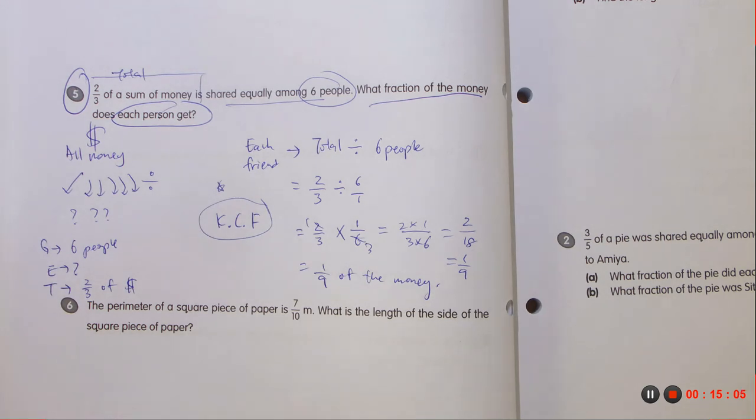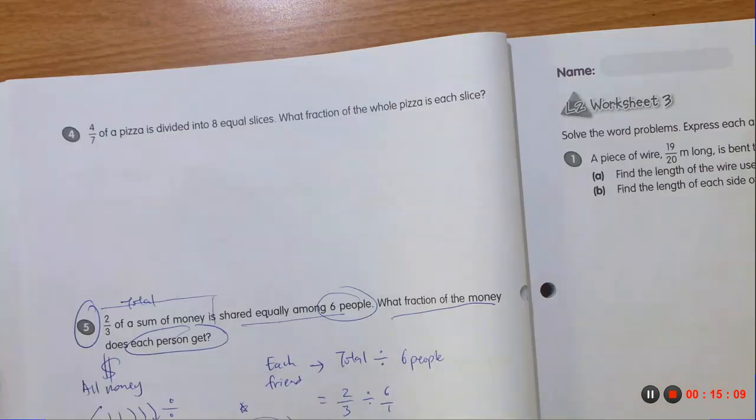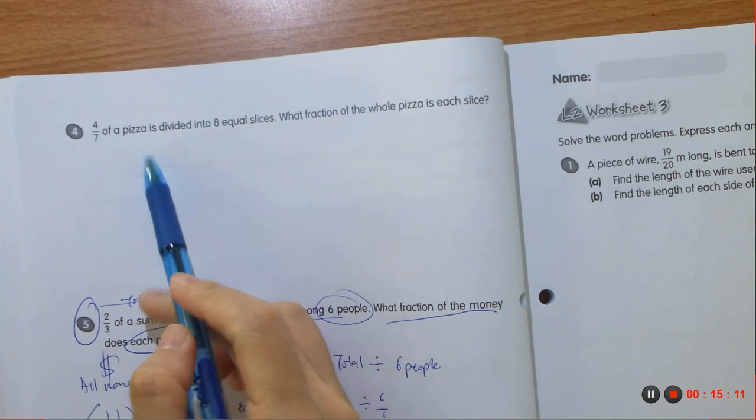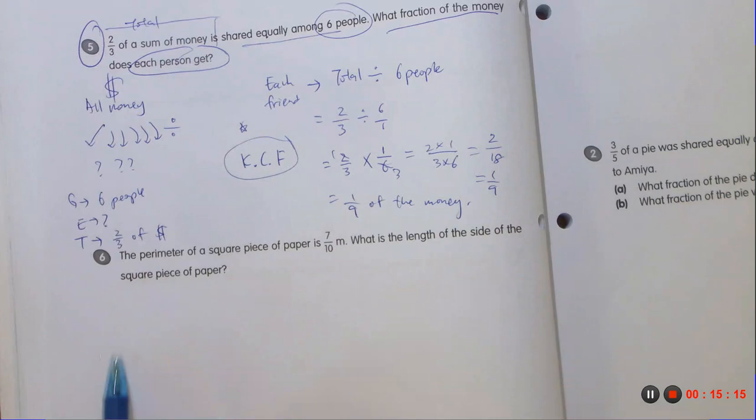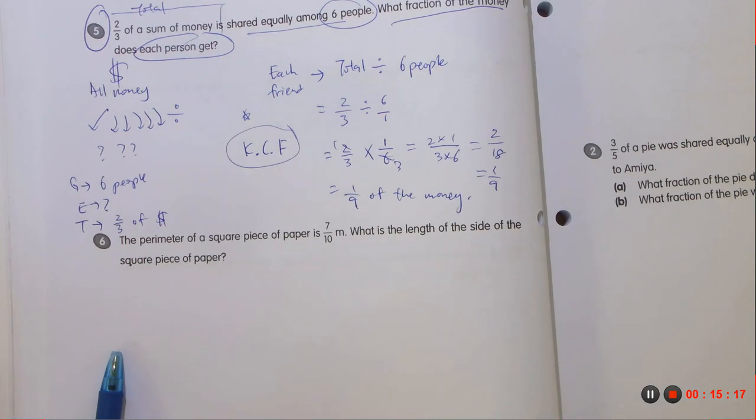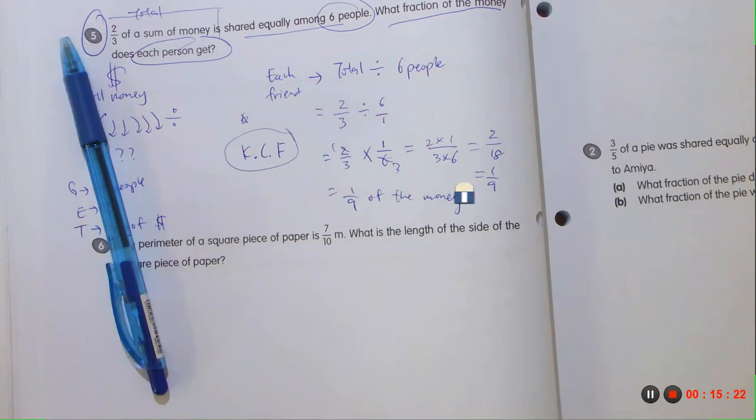Can I just assign these pages as homework? 2 more questions for you. Page 38. Question 4 is sharing the pizza size. Okay? And question 6. Find the length of the square. Okay? That's all. Okay, let's get ready for E lesson.